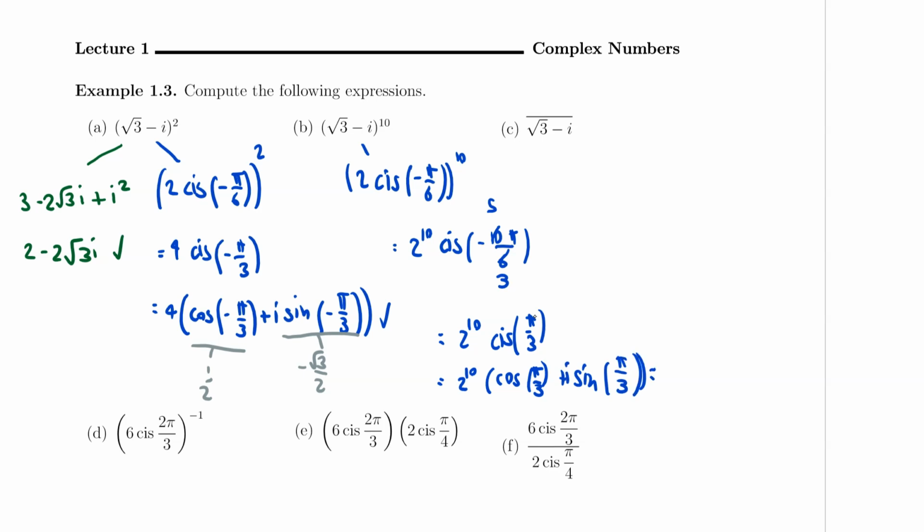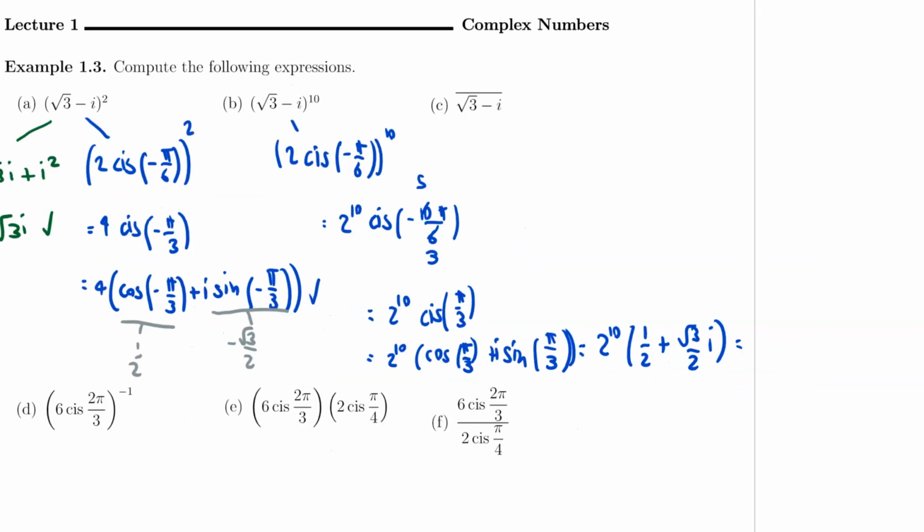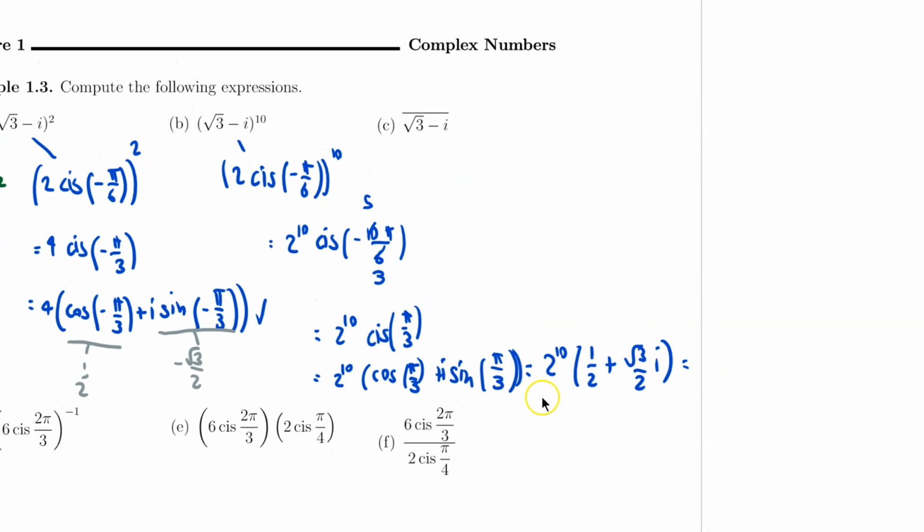Okay, this is going to be 2 to the 10. Pi over 3 is 60 degrees, so cosine of pi over 3 is going to be 1/2, and sine of pi over 3 is going to be square root of 3 over 2. So then the answer for this one, 2 to the 10 is 1024. If I distribute this in, I'm going to get 512 plus 512 square root of 3 i. So that's going to be my answer for part B here.